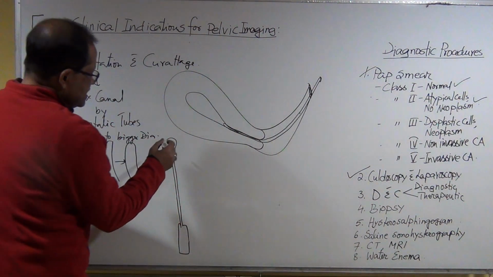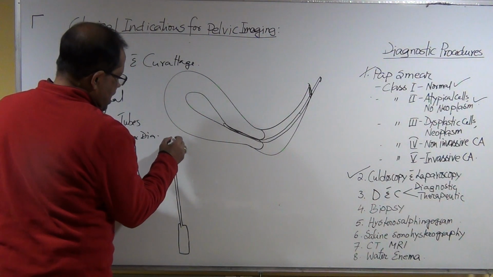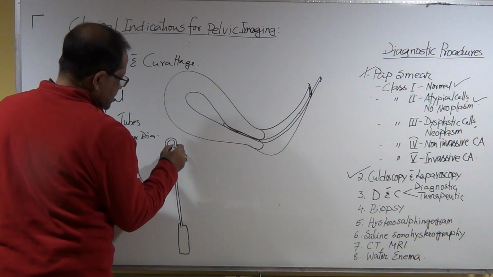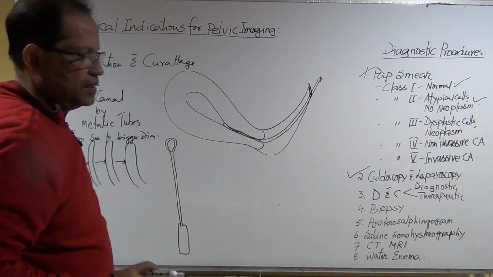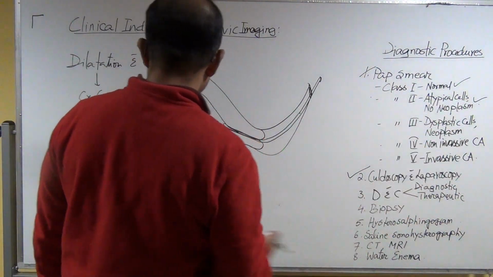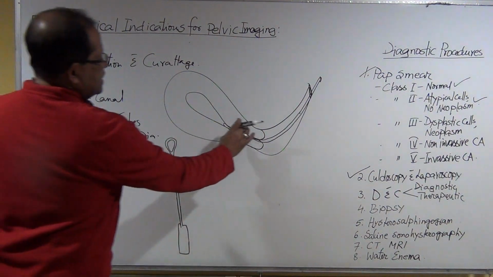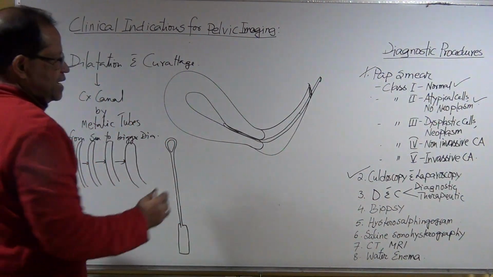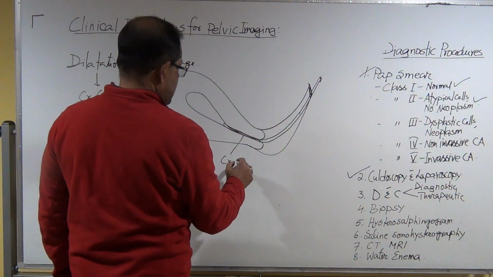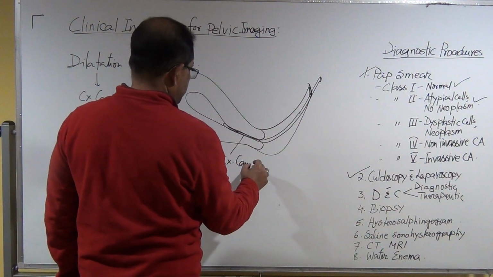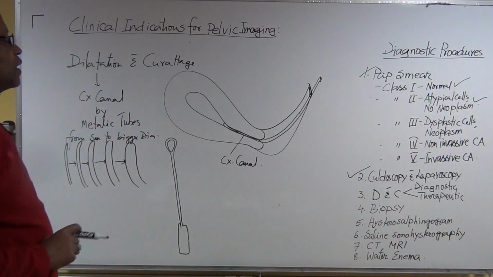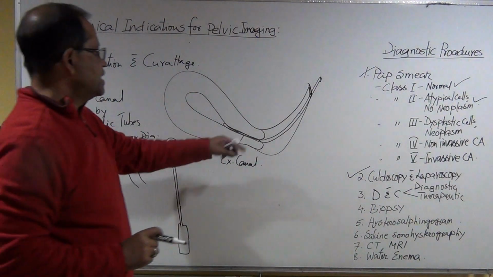Okay, and this is a sharp edge that looks like a blade. Okay, feel like a blade, and that wideness should be the cervical canal. Okay, this is the cervical canal. That is dilatations.